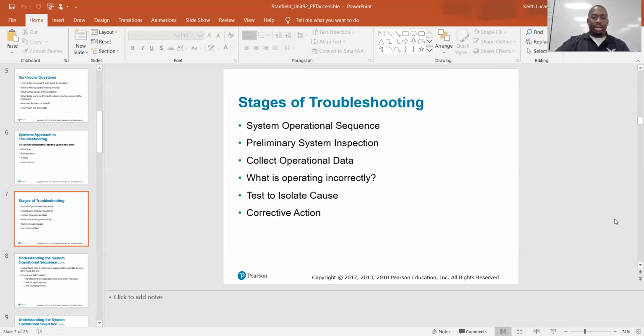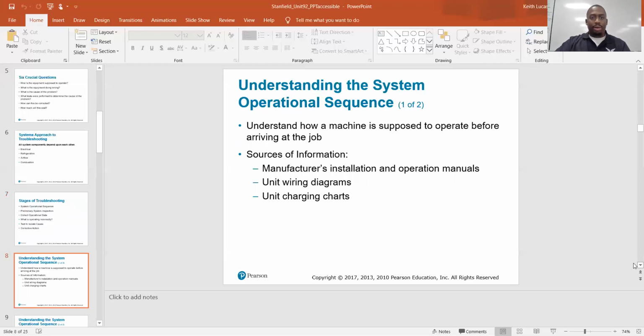What is operating correctly, you can rule those things out, and then isolate the cause. So when you do find an issue, you want to isolate that issue, whether it's electrical or mechanical, and then attack it and go ahead and make the repair.